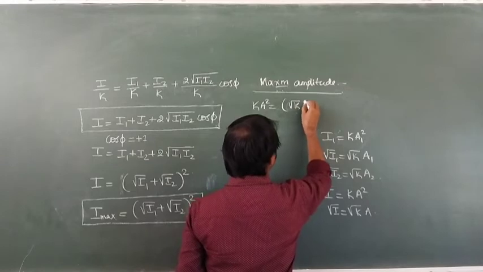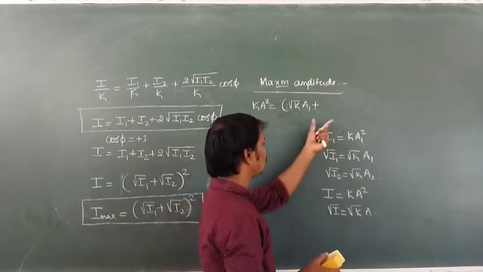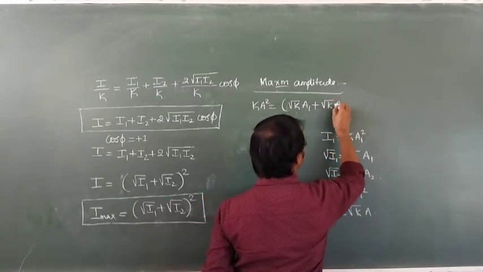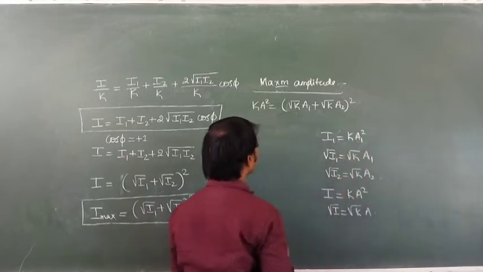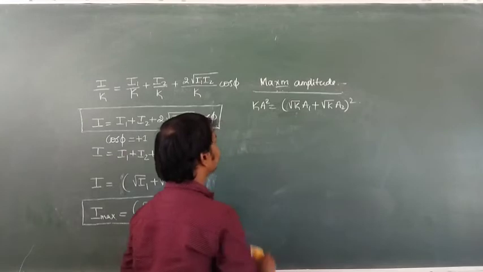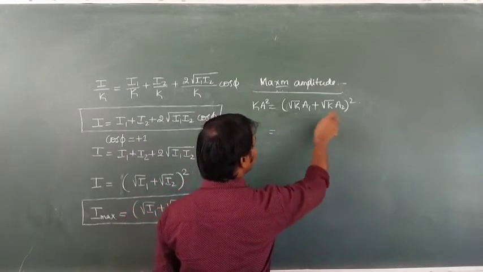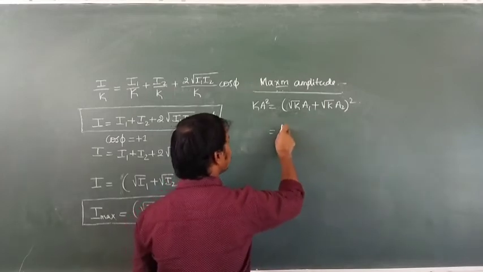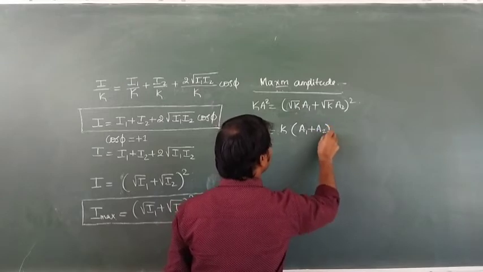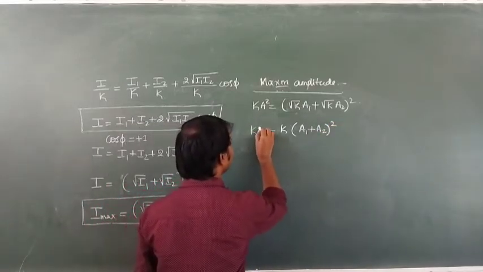Root K A1 plus, what about this one? Root I2, that is root K A2. Root K A2 whole square. Now, root K is common, then root K square, that is K, then it is A1 plus A2 whole square, then it is K into A square.